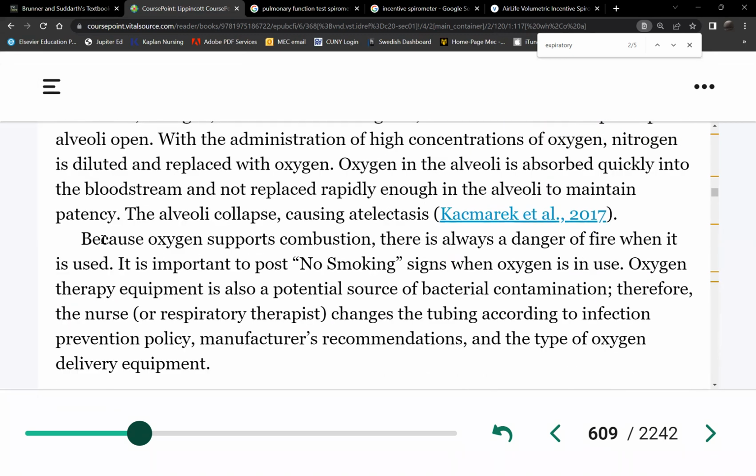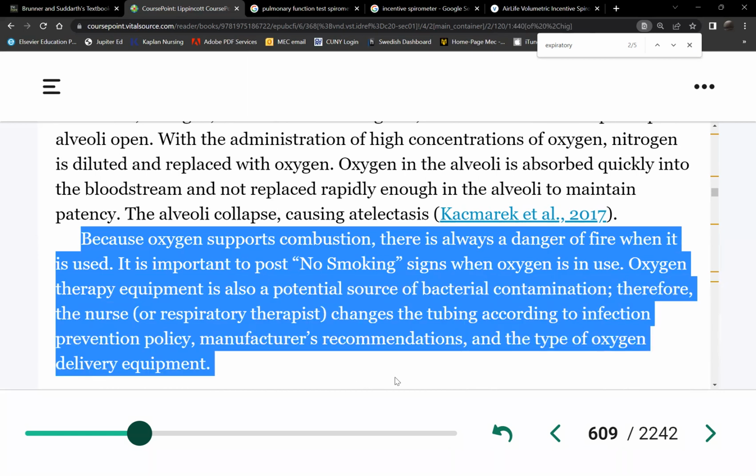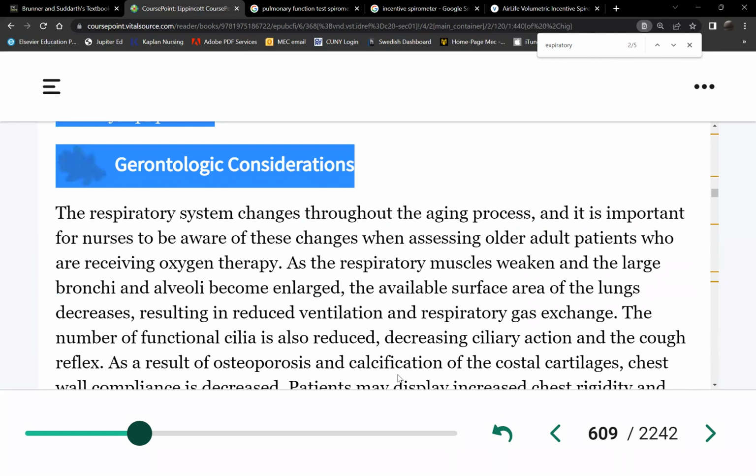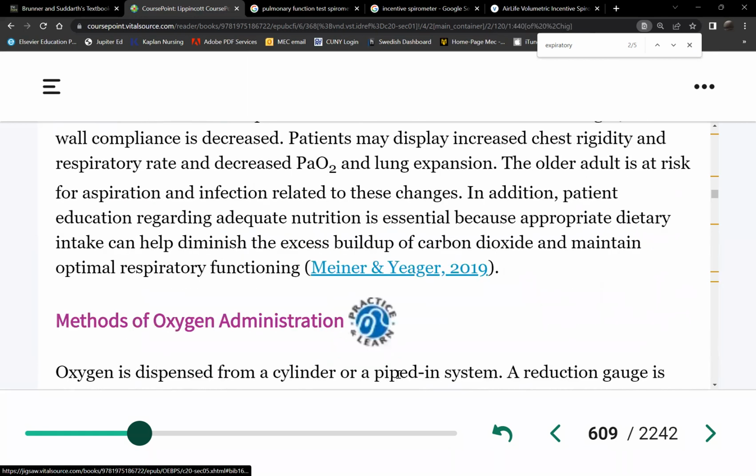And you know this, right? I mean, I hope this is common sense. Whenever you have oxygen, there should be nobody lighting a match or a cigarette. Okay.